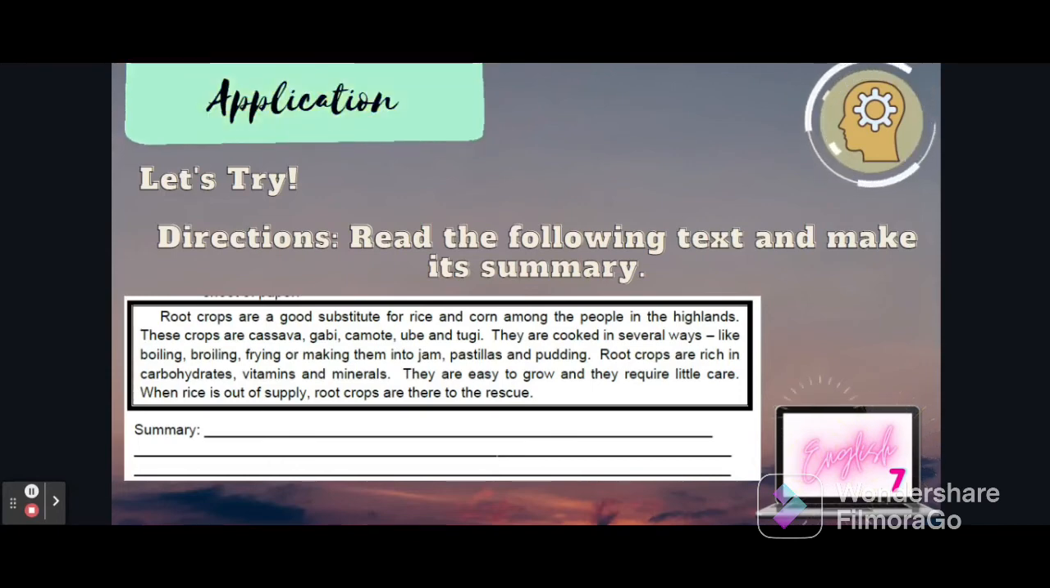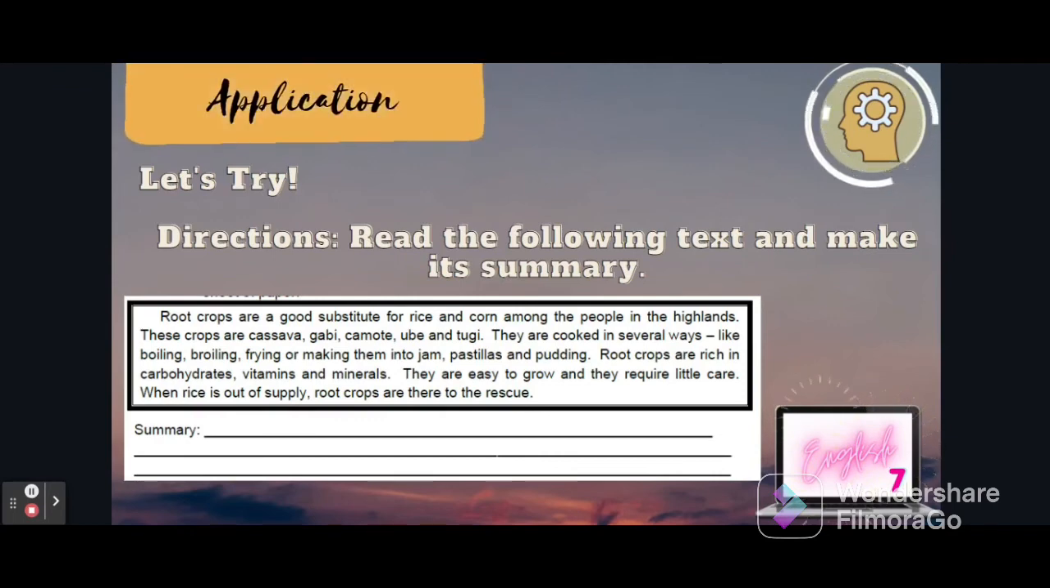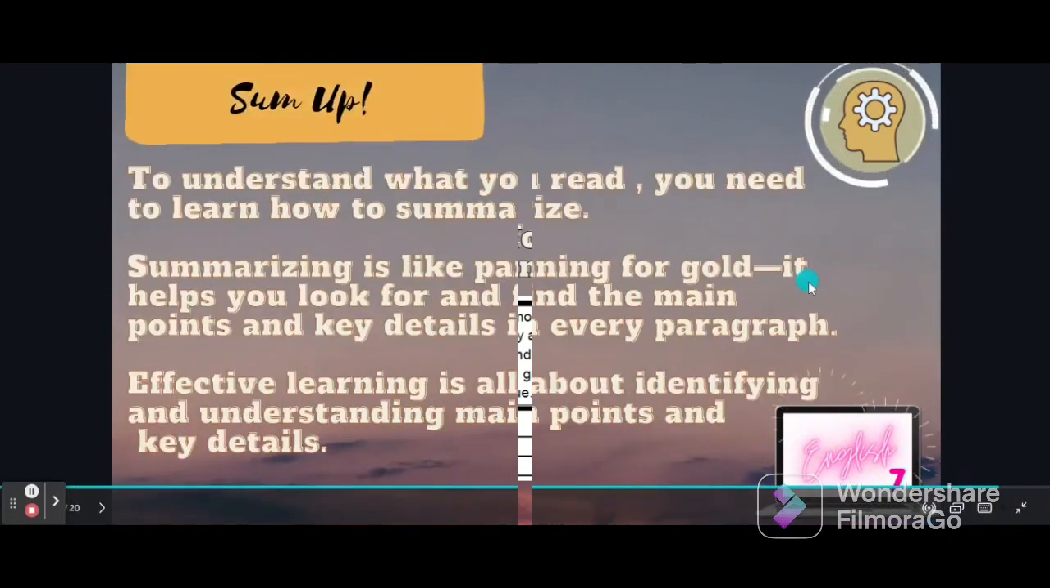All right, time's up. Remember to keep it short, 2 to 3 sentences. That's good for a summary. Now, here's my summary. Root crops are a good substitute for rice and corn among the people in the uplands. These are rich in nutrients, easy to grow, and cooked in various ways.